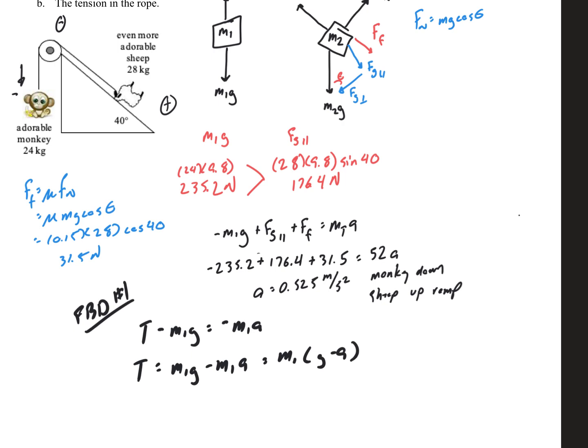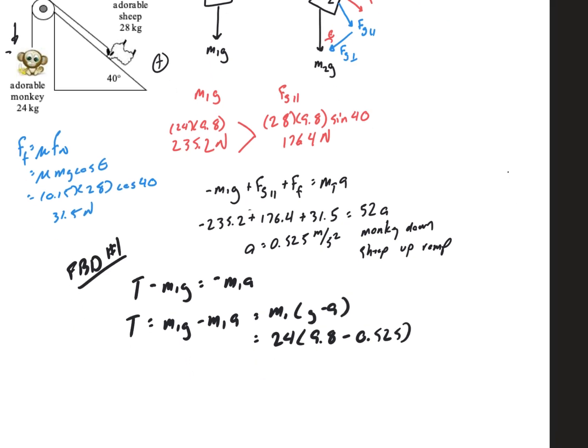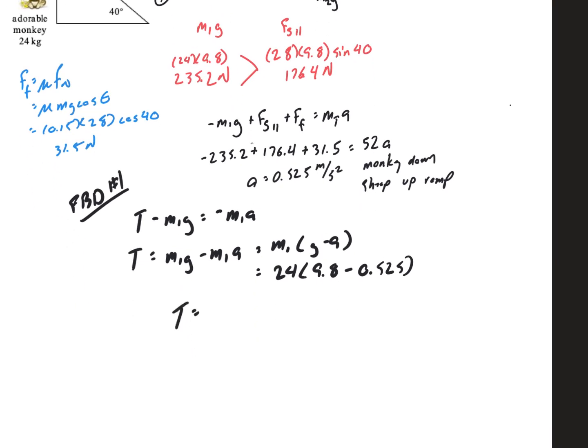G minus A. So when we get our tension, we have our mass of 24, gravity is 9.8, and the acceleration at about 0.525. So when we crunch our numbers, we get 24 times 9.8 minus 0.525. We get a tension of about 222.6 newtons in the string connecting the adorable monkey and the even more adorable sheep.